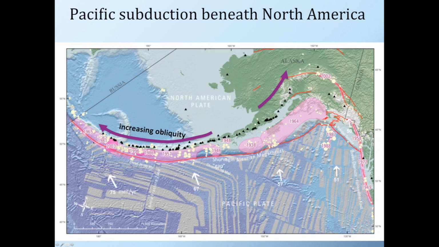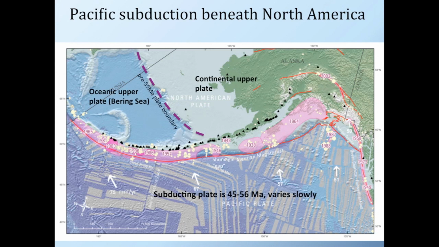The convergence direction is pretty much parallel to the trench. So although there may be some slab down there, you're not continuing to subduct material. That increase in obliquity balances to first order the increase in convergence rate. So for a large part of the segment, the arc normal convergence is about the same. What's subducting? Although there are a lot of magnetic anomalies, if you look at them, the ages vary over a fairly small range, 45 to 56 million years.